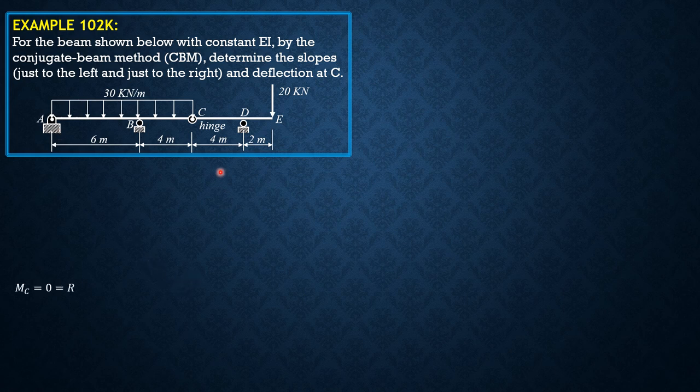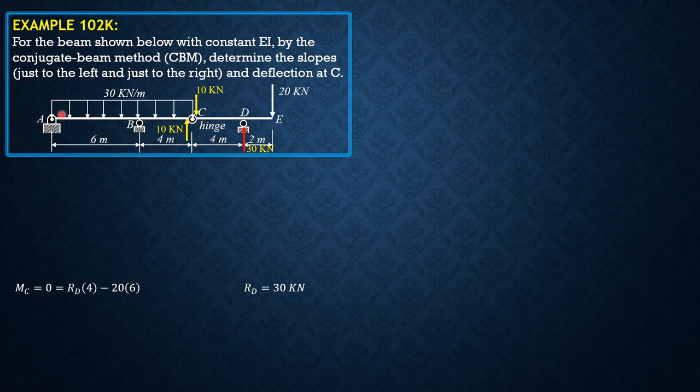So M sub C, or moment C, equals 0: RD upward times 4 minus 20 times 6 equals 0. So R sub D is equal to 30 kilonewtons as shown. If this is 30 upward, then the shear at C just to the right should be 10 downward to balance, as shown. And by action-reaction, at the left it should also be 10 upward.